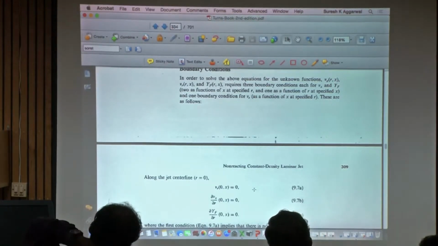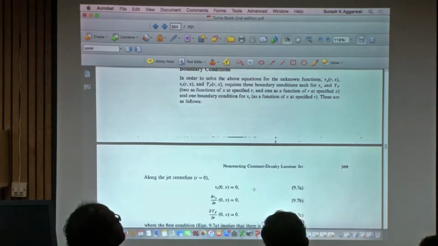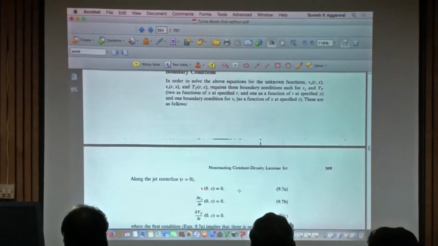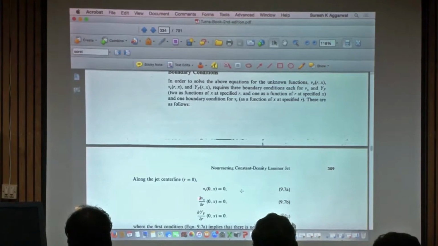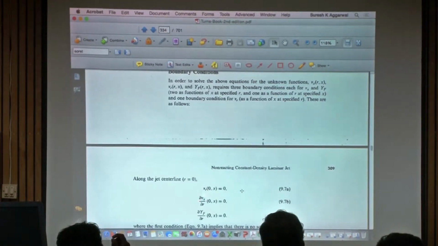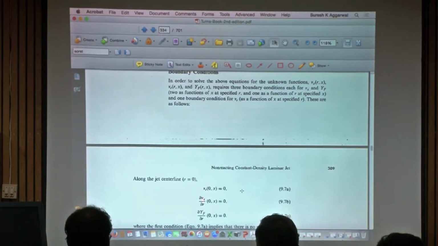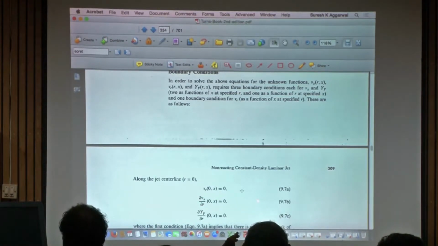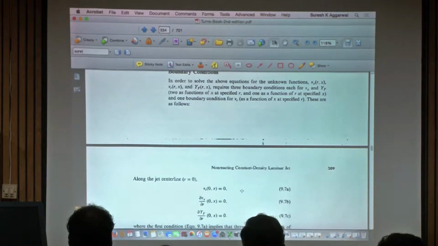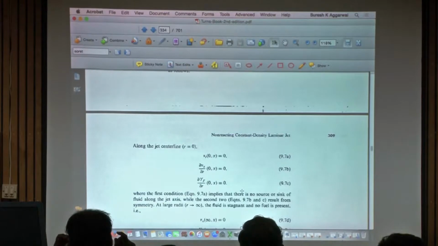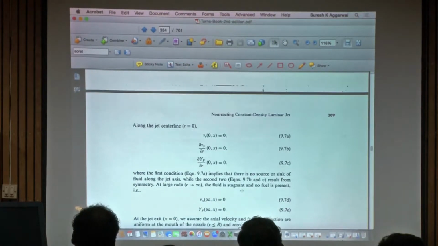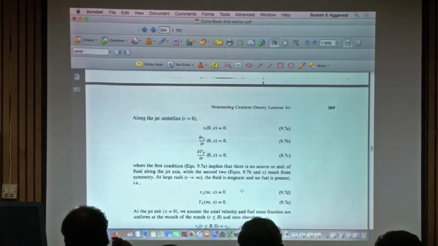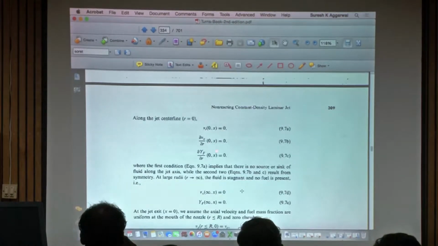So at the center line, along the x-axis, you have radial velocity 0 at the center line. Then the radial derivatives, so dVx/dr is 0 and dYf/dr is 0. Okay. So those are the standard boundary conditions at r equal to 0. So that's one boundary with respect to r.